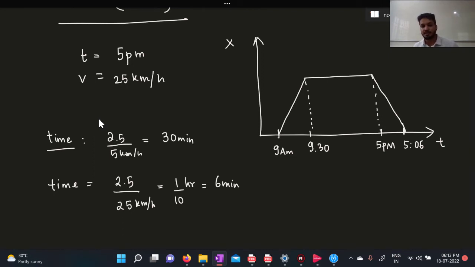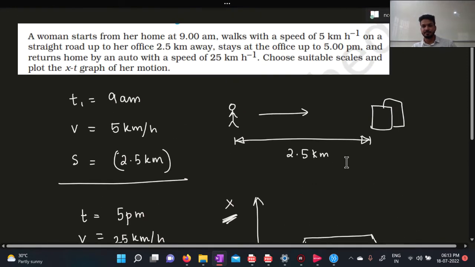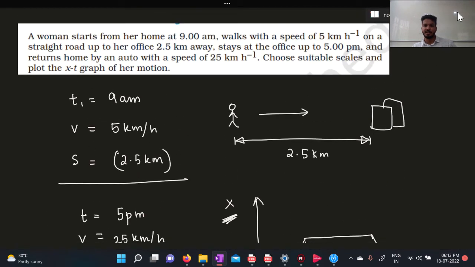One more thing I need to add here is that the slope of the line from 9 a.m. to 9:30 will be less compared to the return, because she is traveling in an auto there. Here the slope will be steeper, so the velocity will be higher. Here the velocity will be low. So this is how you can represent her entire motion.